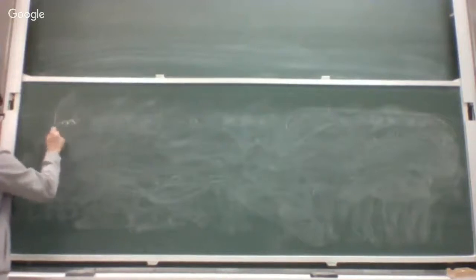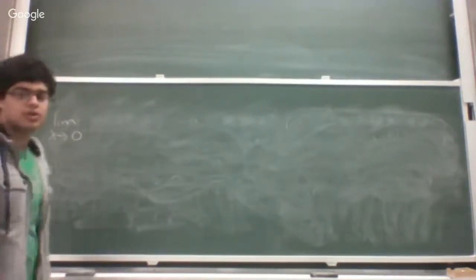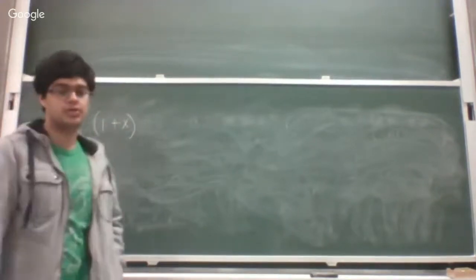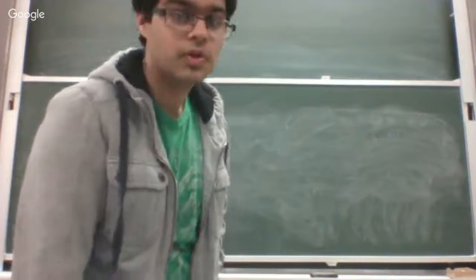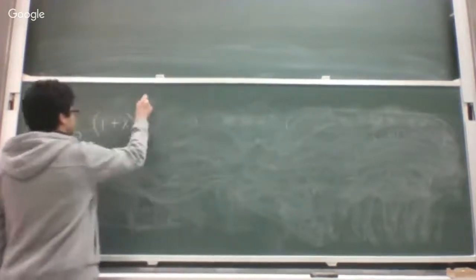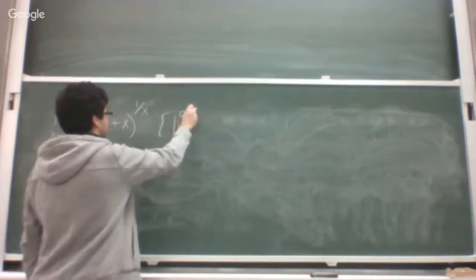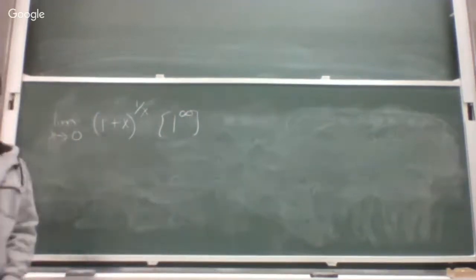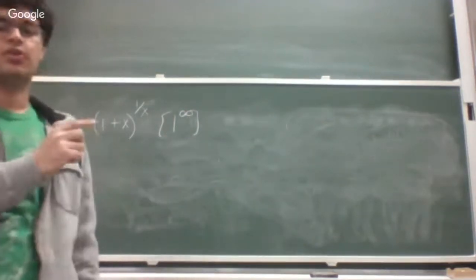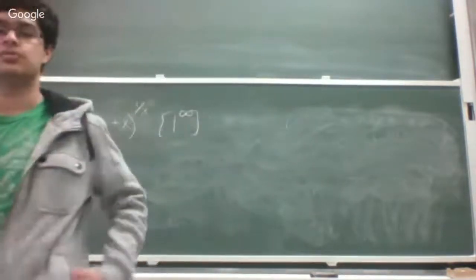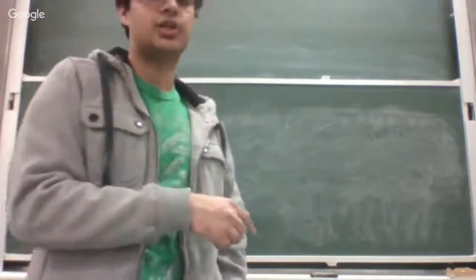Alrighty. Limit as x approaches 0 of 1 plus x to the power of 1 over x. If we were to put in 0 for x, we would get 1 to infinity. Okay? If we get 1 to infinity or 0 to 0 or infinity to 0, we need to use natural logs.